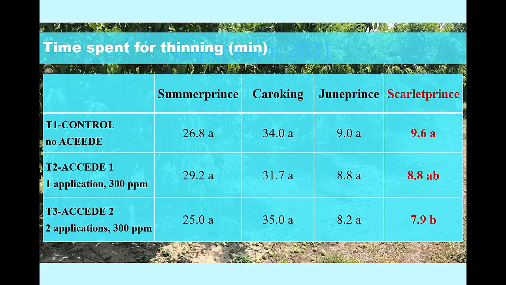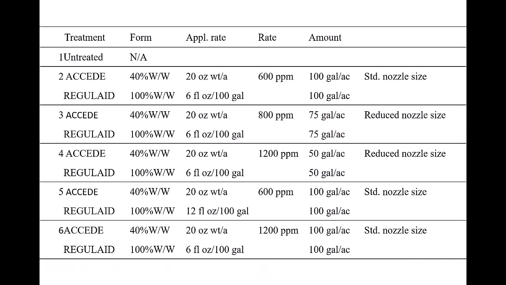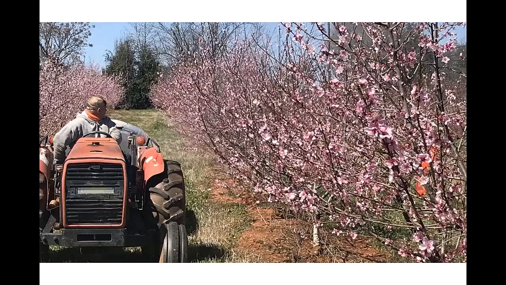at 300 ppm concentration. Then in the upstate, we had this orchard where we had 2 rows of Harvester and Early August Prince. Here again, we went to these higher concentrations, 600, 800, 1200. You can see that there are 2 at 600. The difference is that the surfactant, Regulaid, was at a higher application rate in this treatment 5. And for the 2 at 1200 ppm, the difference is the nozzle. We had a higher volume, 100 gallons per acre for this treatment 6. Everything was done with an air blast sprayer.